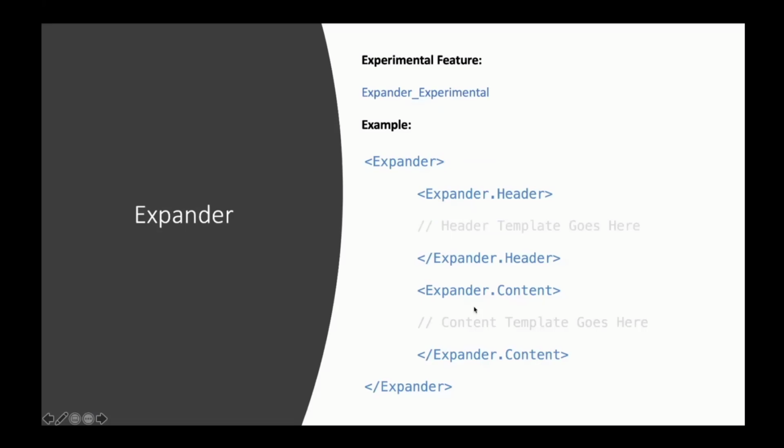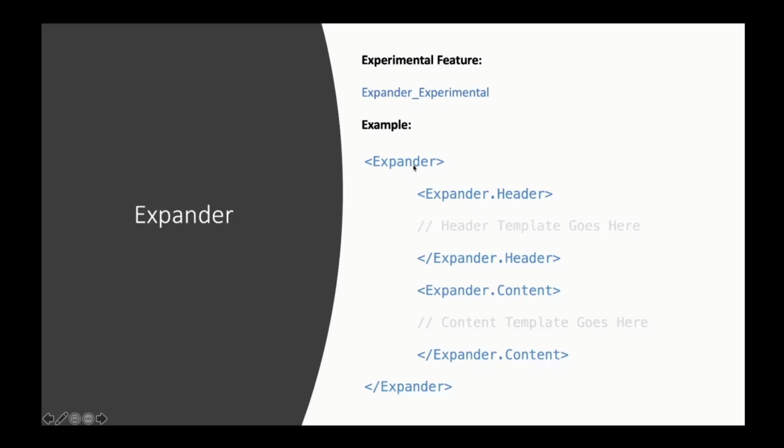So another new feature is the expander control. In Xamarin Forms 4.6, they have added this new expander control, a very cool control. So now you don't have to do any custom control, and you don't have to use any plugin libraries if you want to use any accordion or expander in your application. This feature is still one of the experimental features, so you need to enable the Expander_Experimental flag, and this is a very easy to use control.